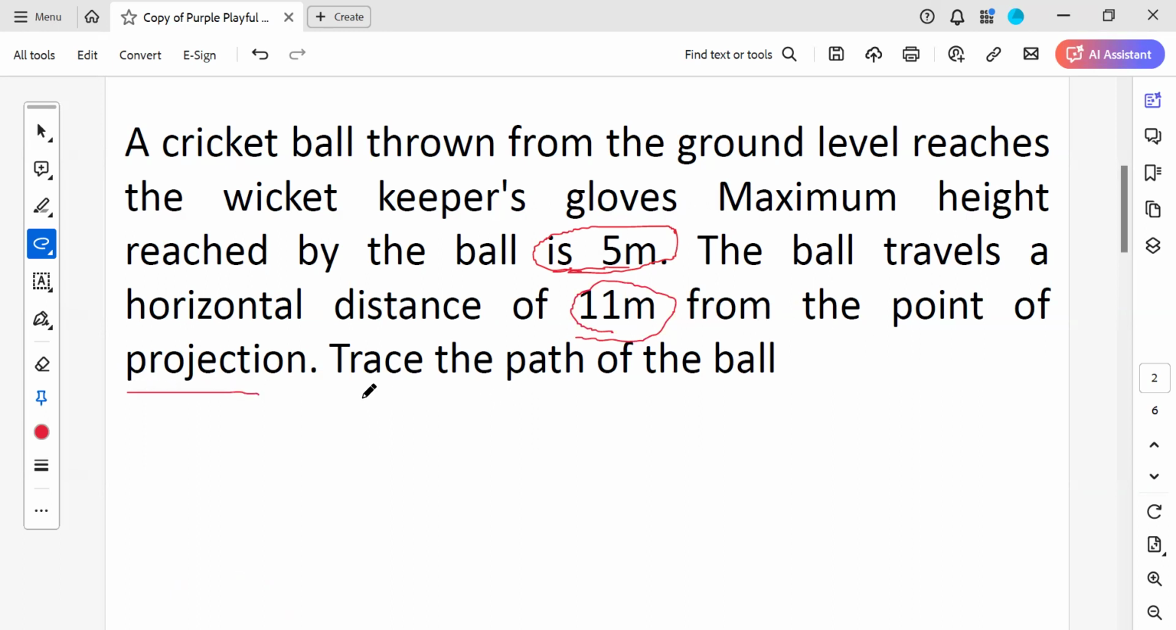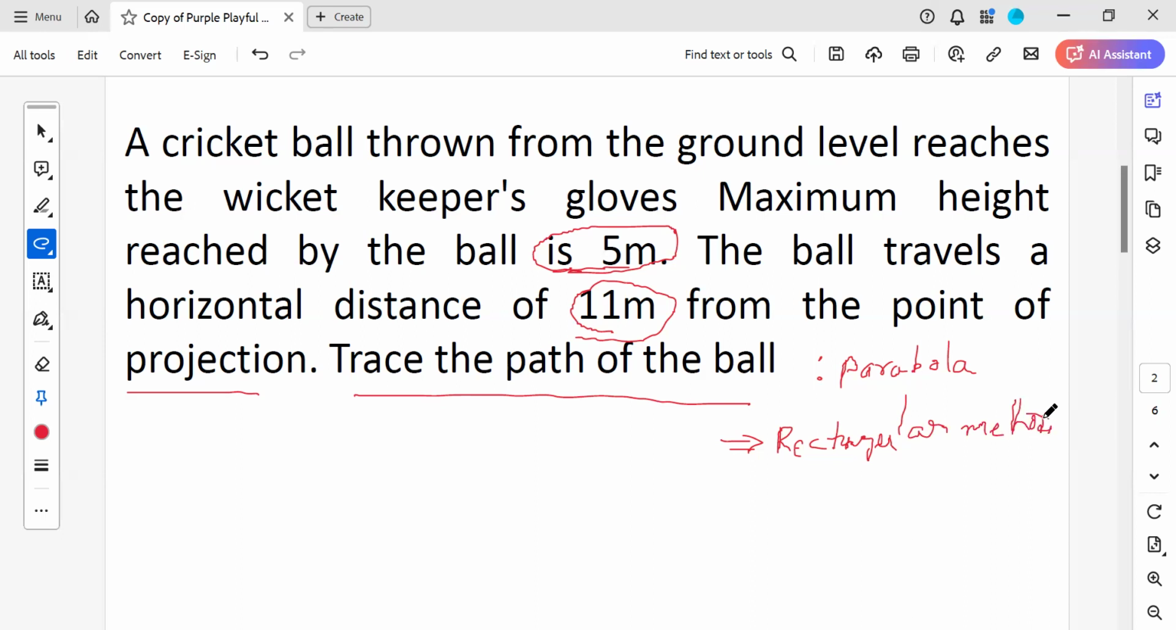Draw the path of the ball. The path will be a parabola only. The method we are going to use to construct this parabola is the rectangular method. So in this problem, the maximum height given is 5 meters. So this will be the maximum height, 5 meters.